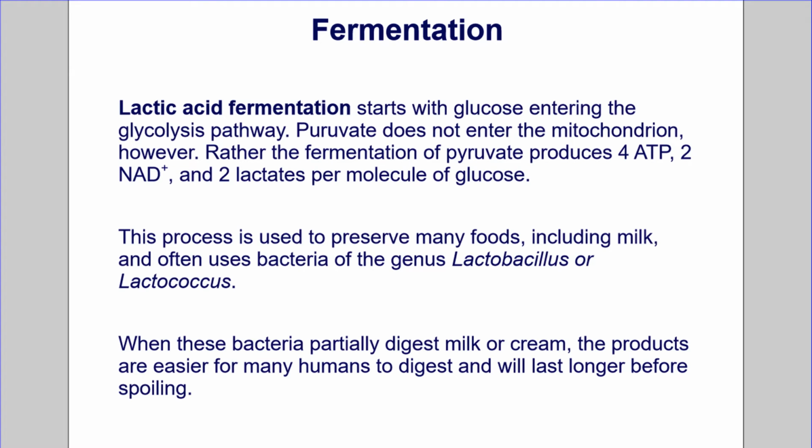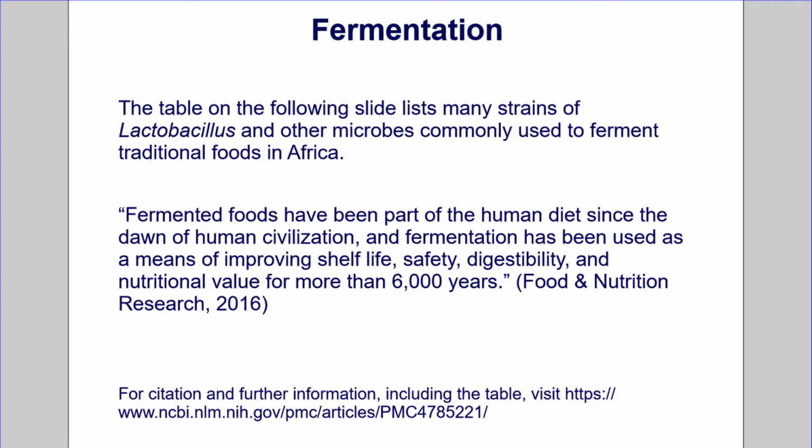Lactic acid fermentation starts with glucose entering the glycolysis pathway. Pyruvate does not enter the mitochondrion, however. Rather, the fermentation of pyruvate produces 4 ATP, 2 NAD+, and 2 lactates per molecule of glucose. This process is used to preserve many foods, including milk, and often uses bacteria of the genus Lactobacillus or Lactococcus. When these bacteria partially digest milk or cream, the products are easier for many humans to digest and will last longer before spoiling. The table on the following slide lists many strains of Lactobacillus and other microbes commonly used to ferment traditional foods in Africa.